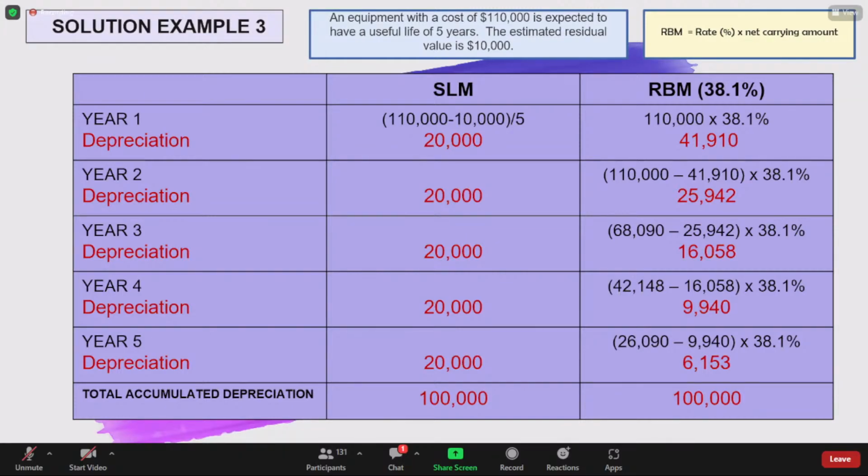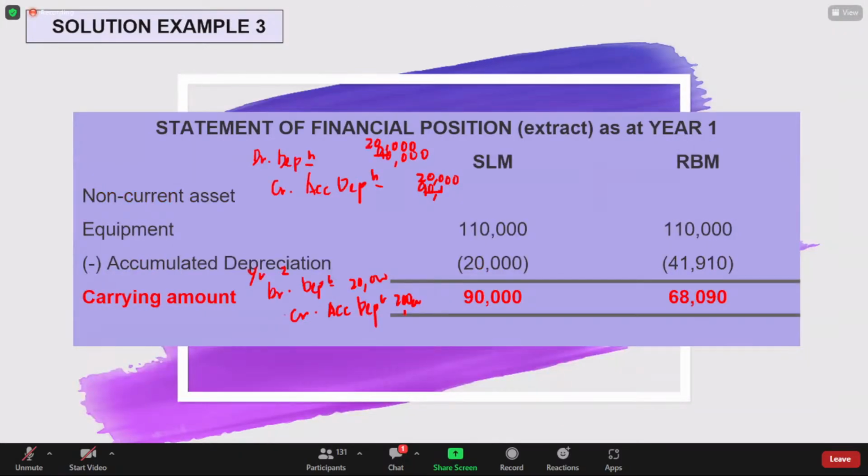Okay, Madam. All right. And then the statement of financial position, and I missed out the double entry. So the double entry, I put it in writing. Okay, all right. Can I go to the next part?